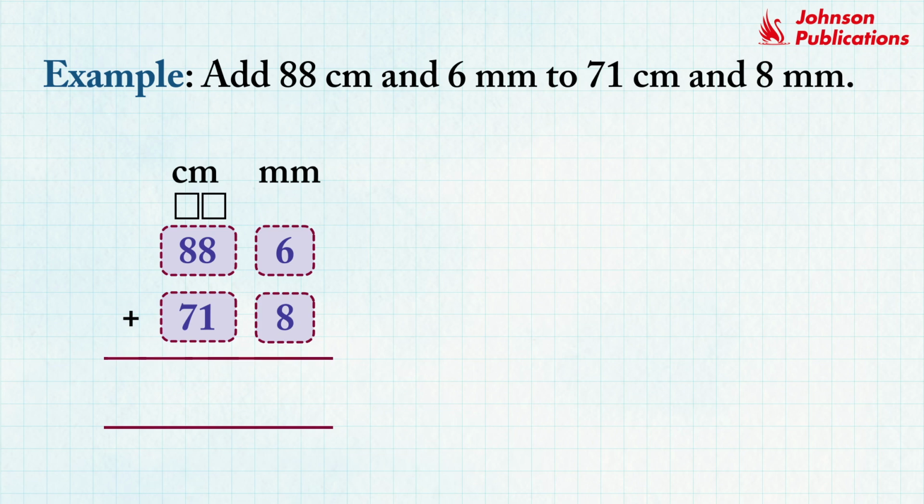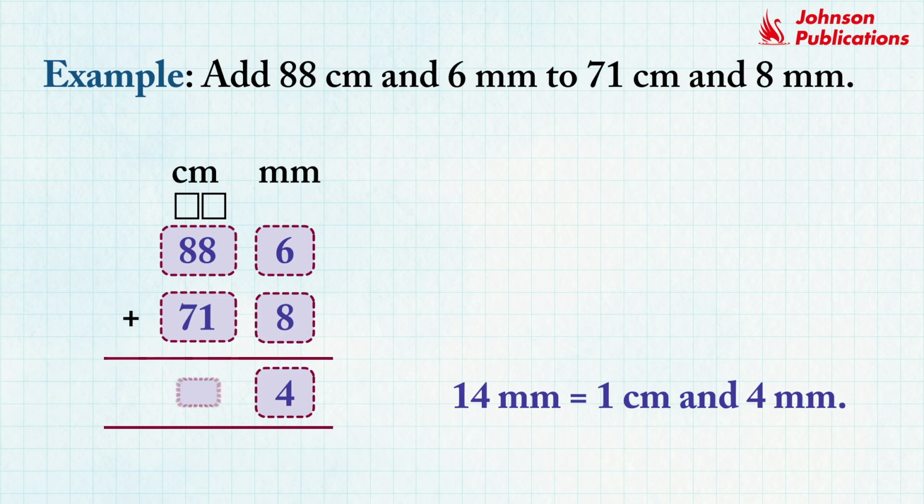First, add the millimeters. 6 and 8 equals 14 millimeters. 14 millimeter can also be written as 1 centimeter and 4 millimeter. We put 1 centimeter as a carry over here. Step 2. Add the centimeter. 88 plus 71 plus 1 equals 160 centimeter. Thus the sum is 160 centimeters and 4 millimeters.